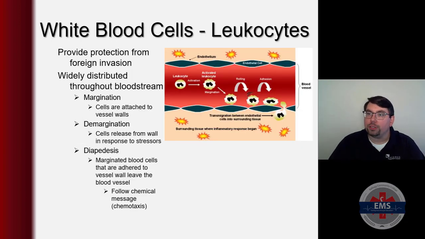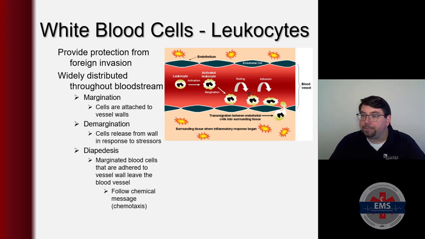White blood cells, or leukocytes, provide protection from foreign invasion. They're widely distributed throughout the bloodstream. They do go through a process called margination, which is when the cells are attached to the vessel wall. They demarginalize when the cells are released from the wall in response to some type of stressor or an event that would need white blood cells to be released. For example, a pathogen or bacteria floating through the system, they would recognize that chemical reaction and then release to attack.